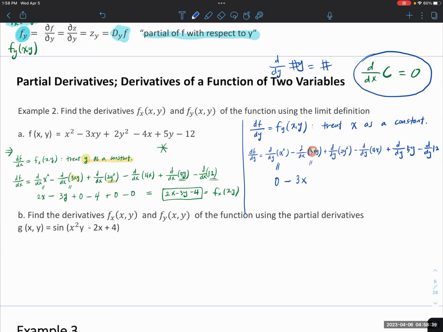This is not the constant, this is y. So we have to take the derivative for y. Are you okay? And then what happened? This is going to be 0, right? x is a constant. And then this is a 5, and that is a 0. So we have basically negative 3x plus 4y plus 5. This is f_y(x, y).